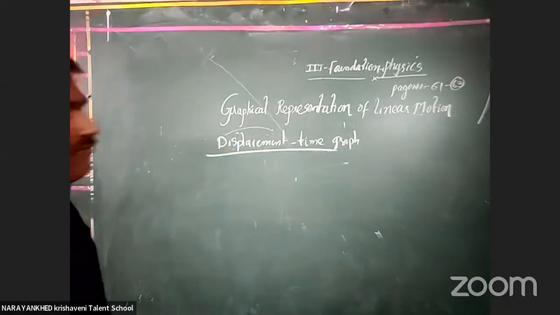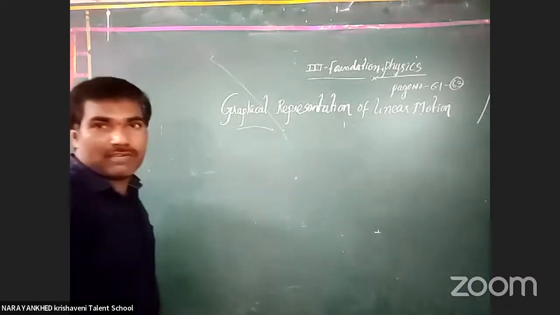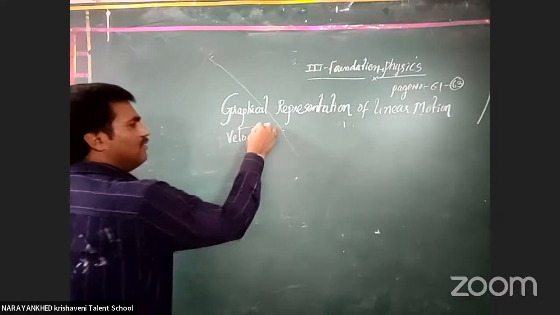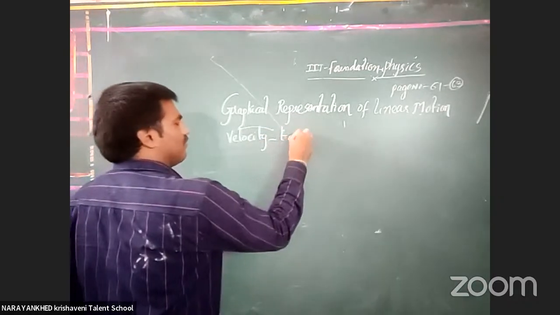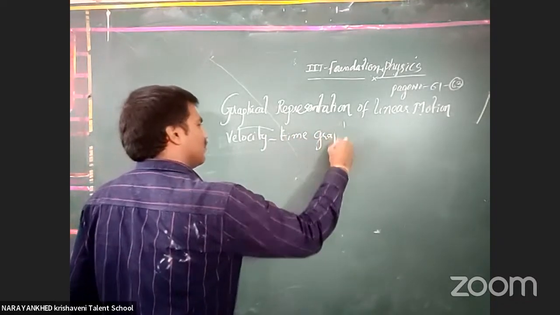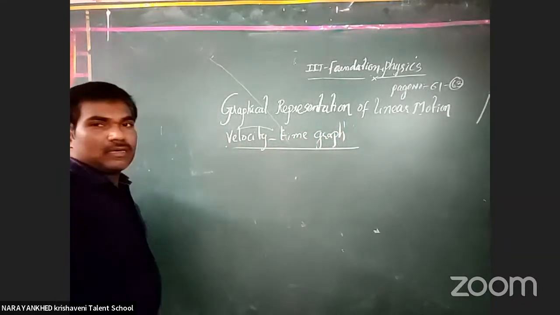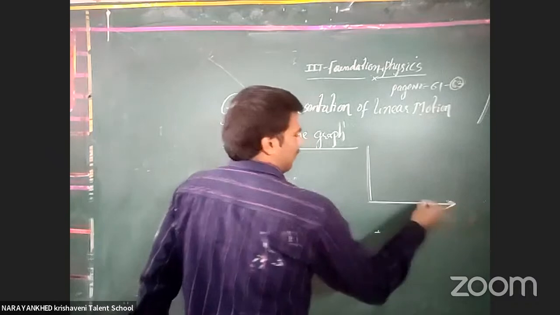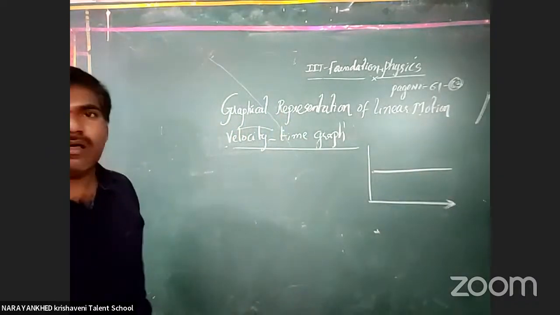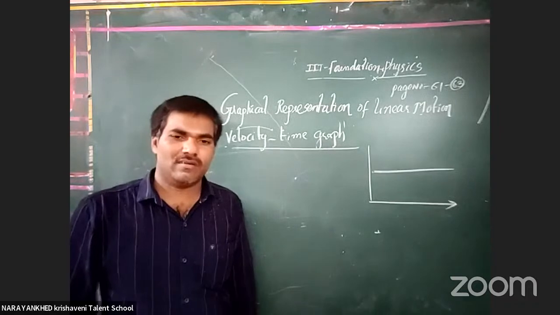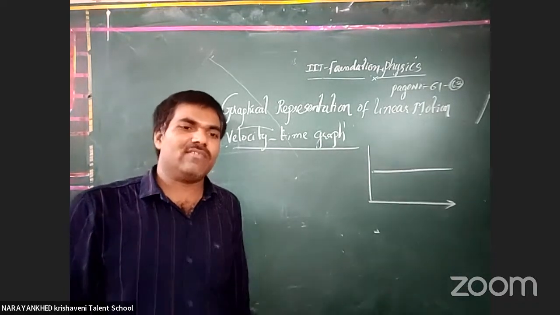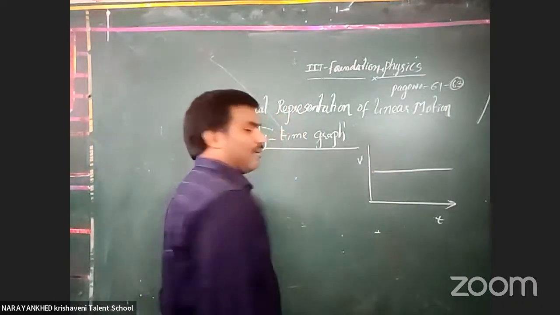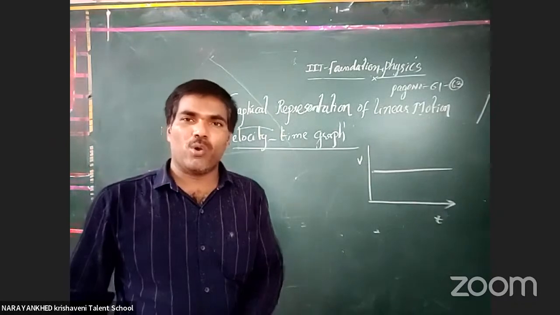Next component is the velocity and time graph. Already I have given the conclusions. Once you read, the next concept is the velocity-time graph. It is also considered in the same manner. In case it is parallel to the time axis, it is steady. Suppose I write it in the same manner.